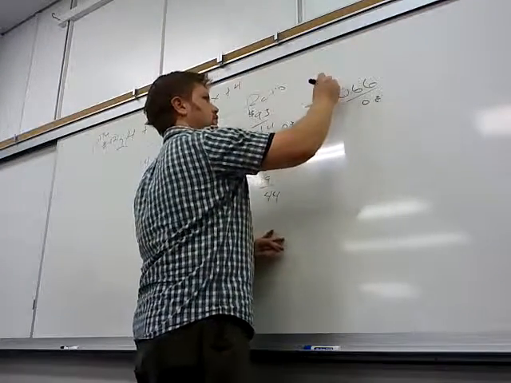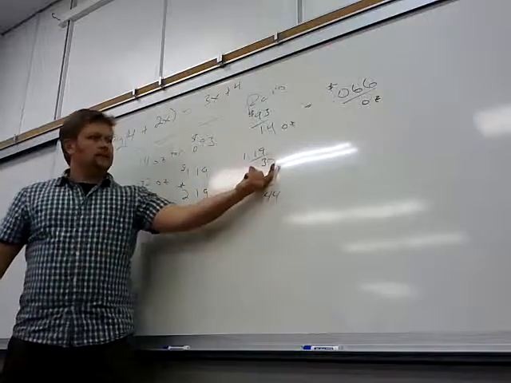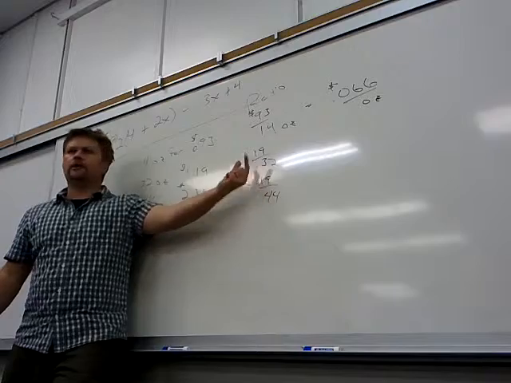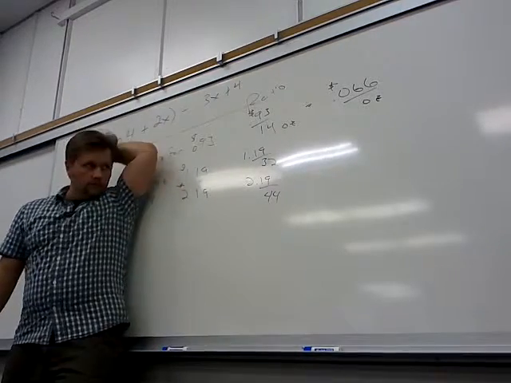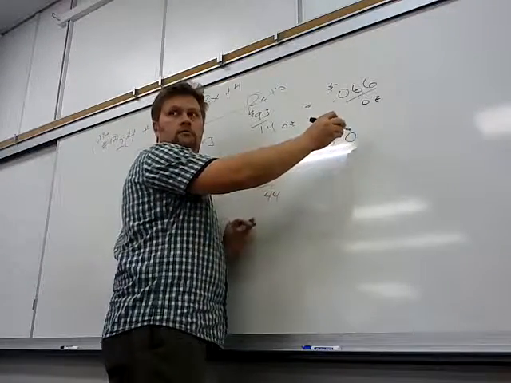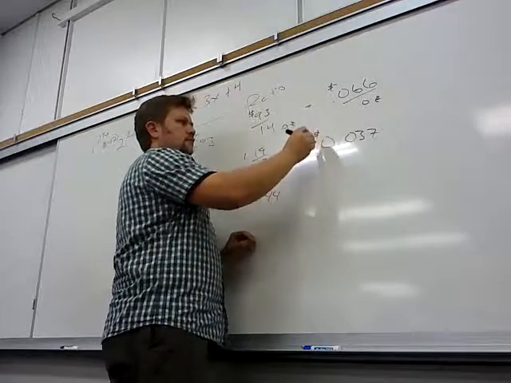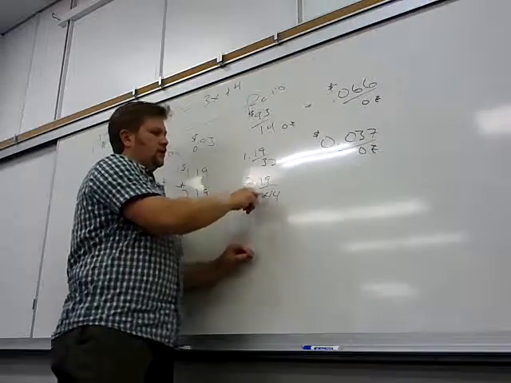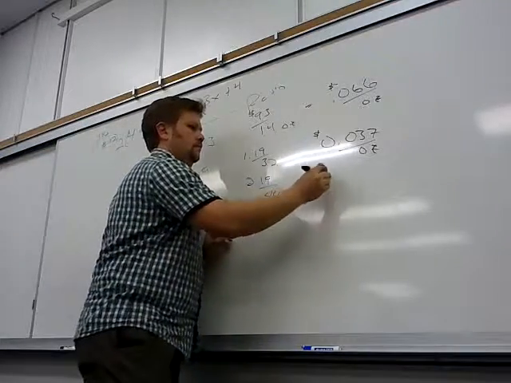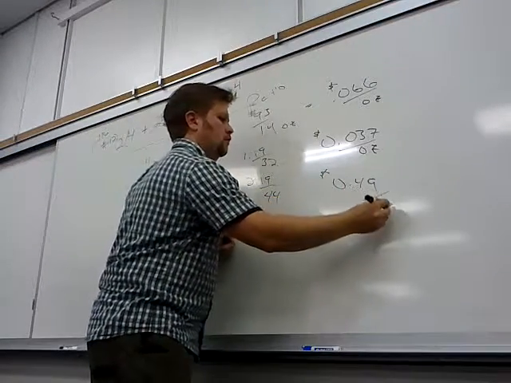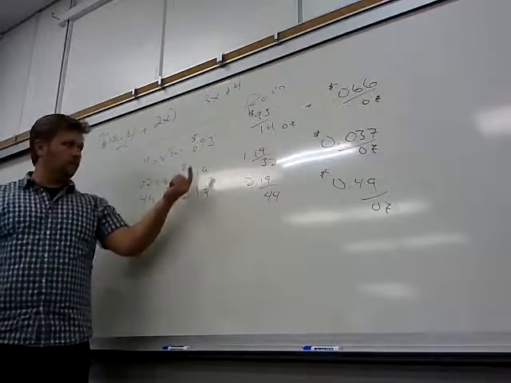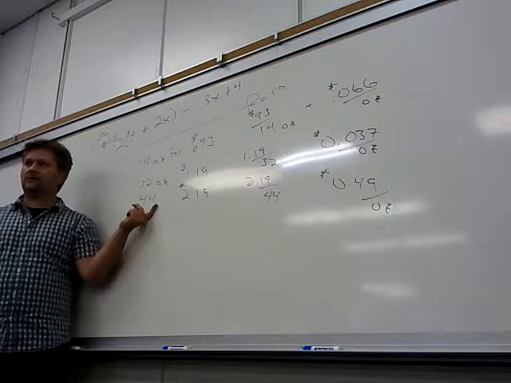Per ounce. What is 1.19 divided by 32? That's what you do. It's 0.037. And what's 2.19 divided by 44? 0.049. So what's the best buy? What's the cheapest one? The second one. Yeah, the one in the middle, not the biggest size. That's a little evil.